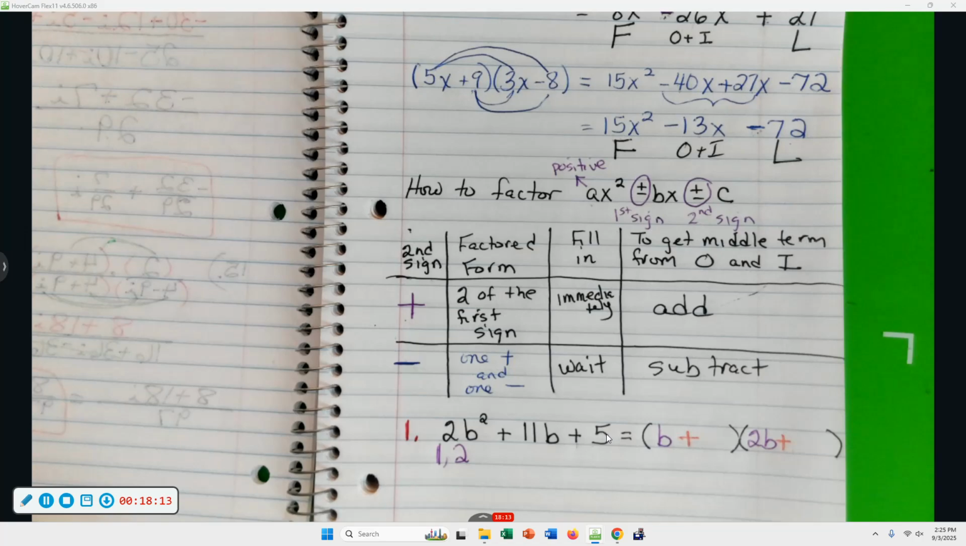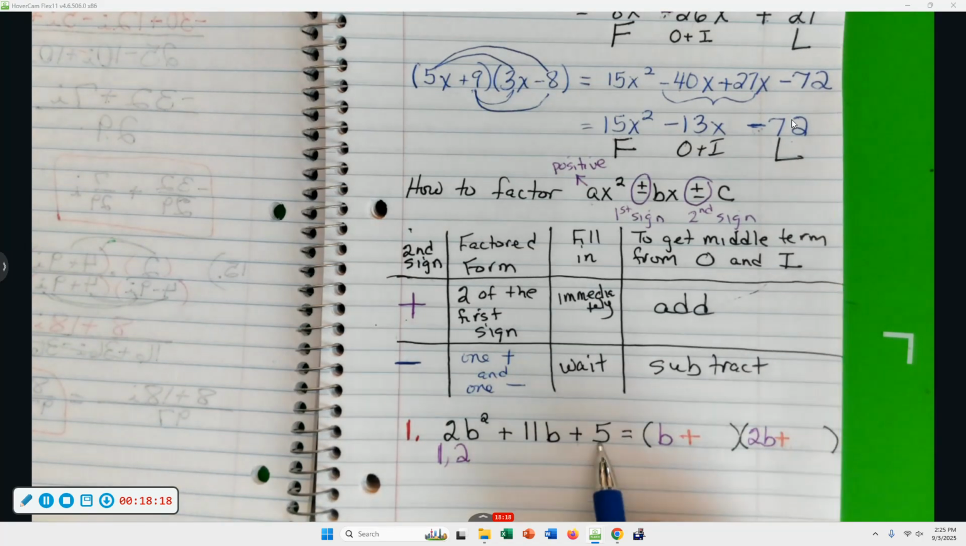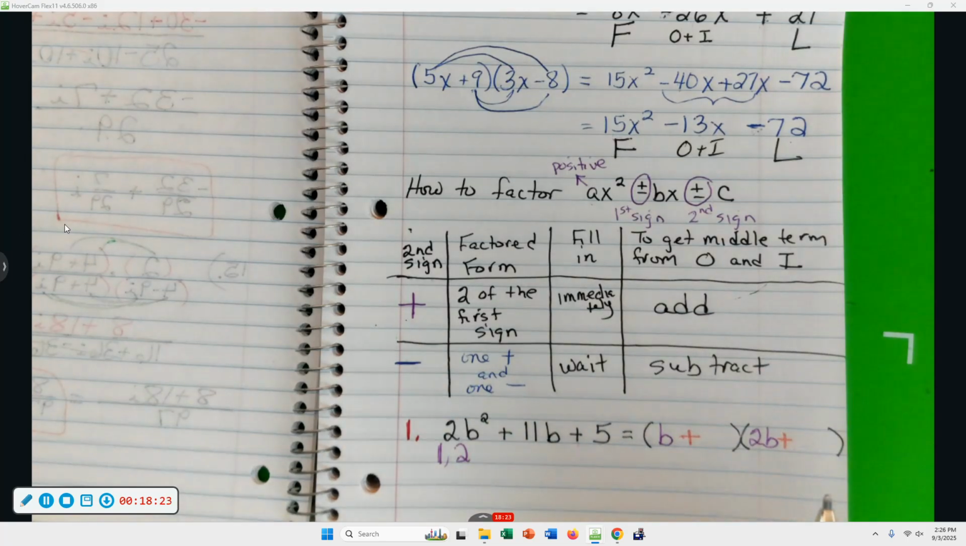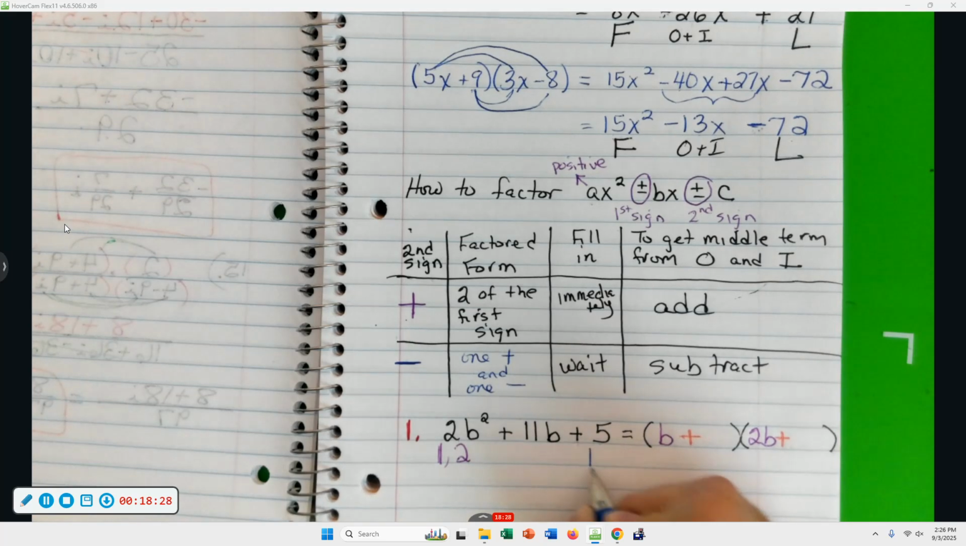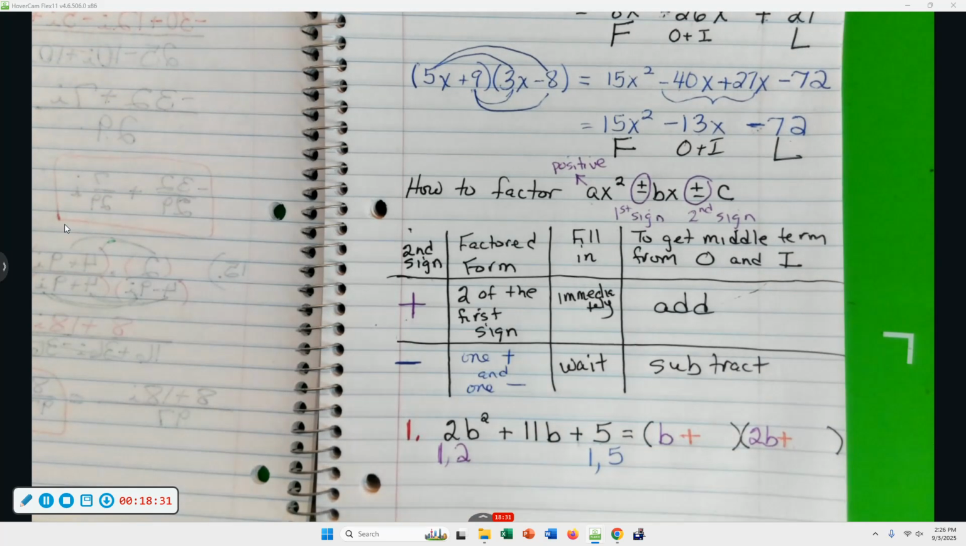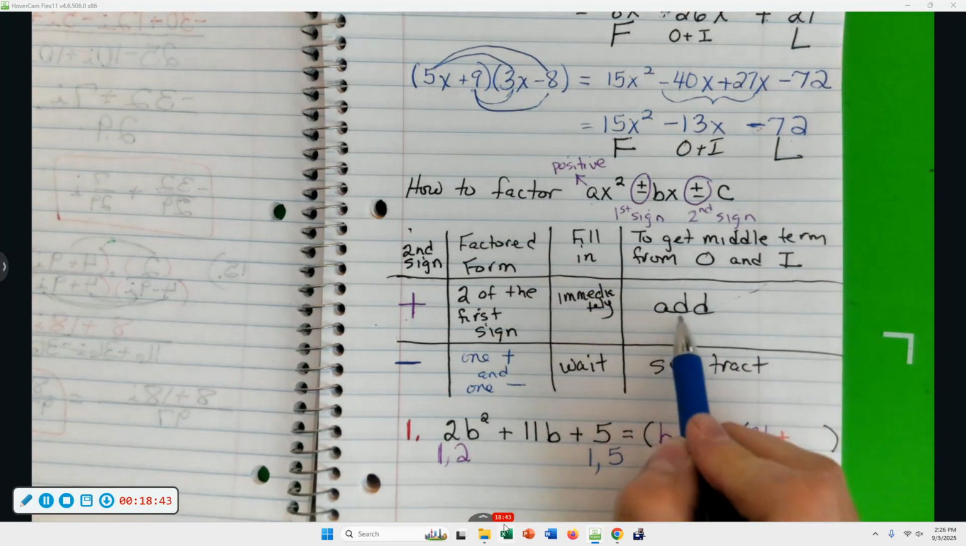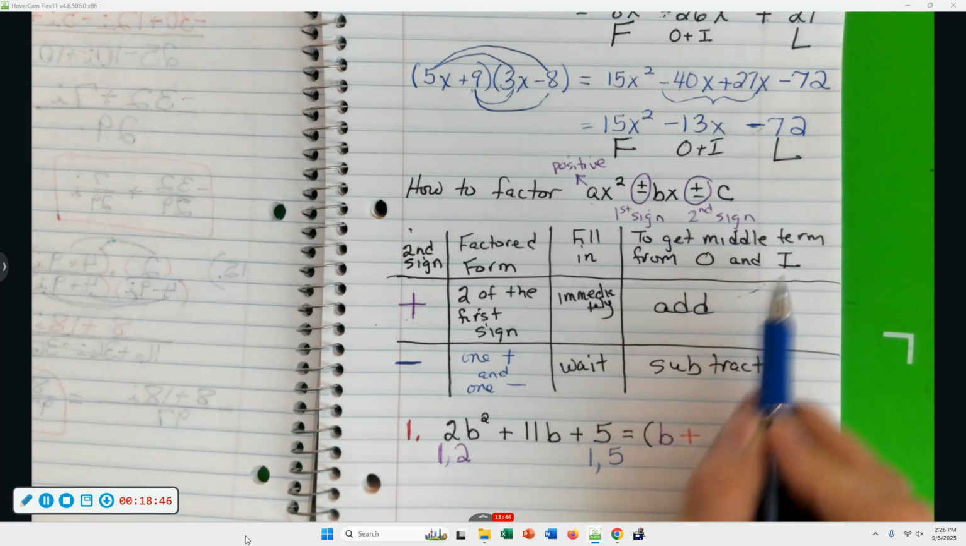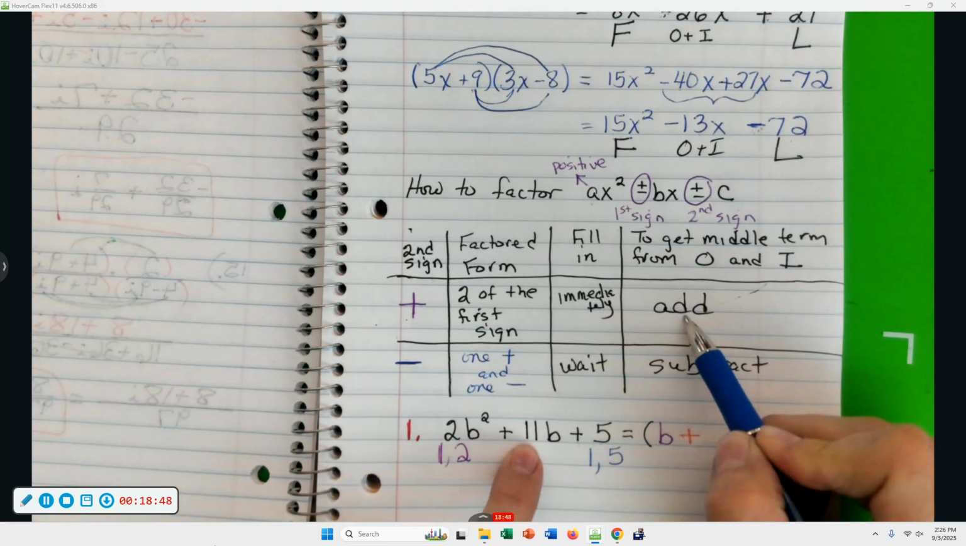Now for the last. Last times last has to give 5. What are the only 2 numbers that multiply together to give 5? 1 and 5. Well, you've got to decide, where do I put the 1 and the 5? It's not just put it in either place. You want to make sure that your outer and inner terms are adding together to get an 11.